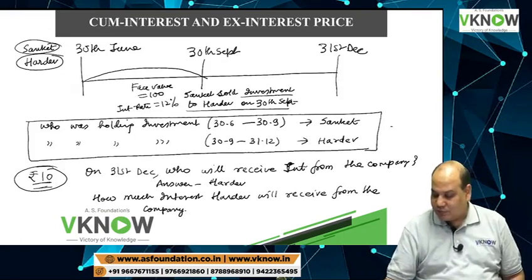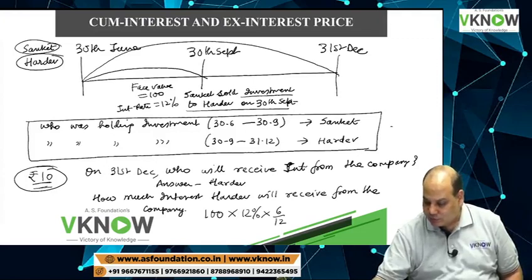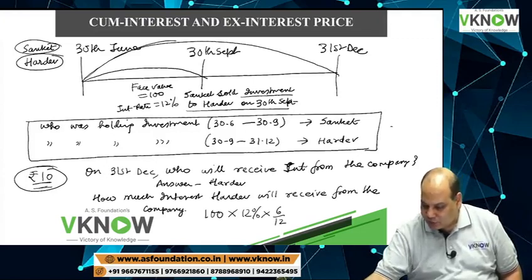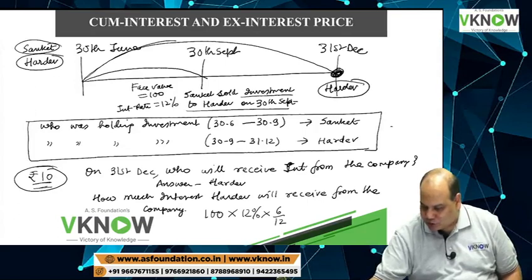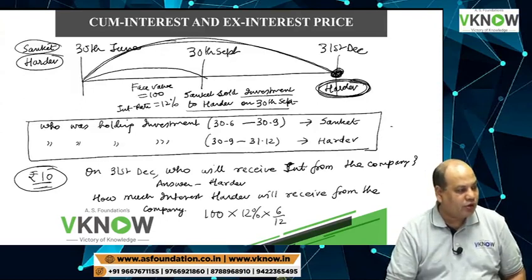The answer is 6 rupees. 100 into 12% into 6 by 12. You are right. He will receive interest for 6 months. The person who is a debenture holder on this date, Hardev, is the debenture holder on this date. The company will pay interest for 6 months to the person whose name appears in the register of debenture holders.